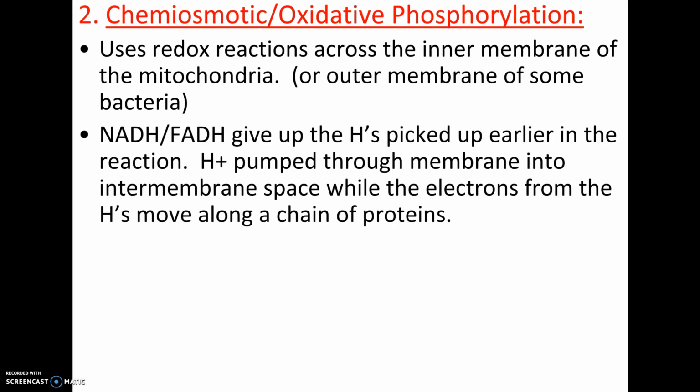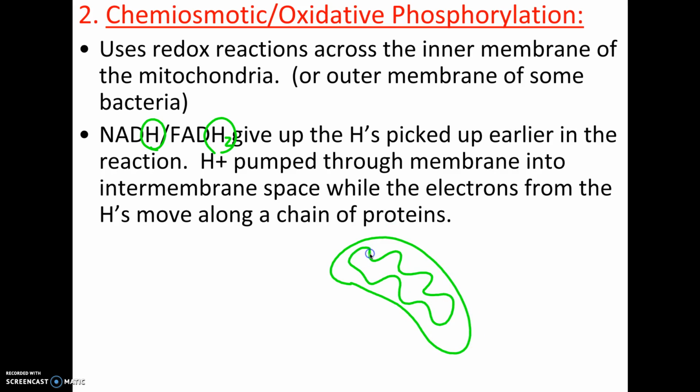So what happens here is that NADH and FADH, technically it's FADH2, picked up hydrogens earlier in cell respiration. They're going to get rid of all their hydrogens in chemiosmotic phosphorylation. And when they do that, those hydrogens, technically just the hydrogen ions, are going to get pumped into something called the inner membrane space. Now we're actually going to come back and talk about this another day, so you don't need to know these locations right now. But this is the inner membrane of the mitochondria.